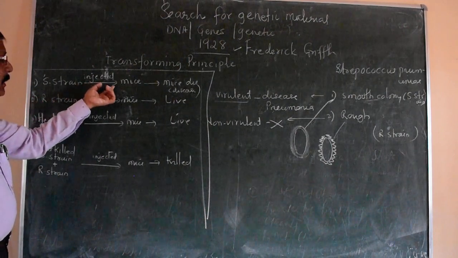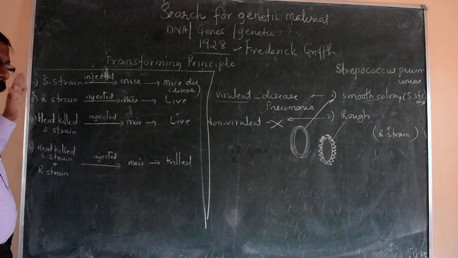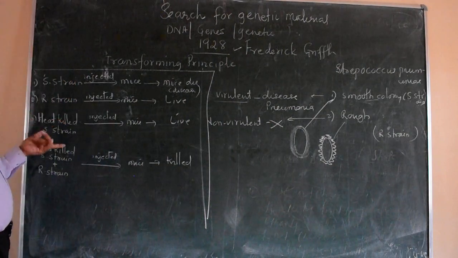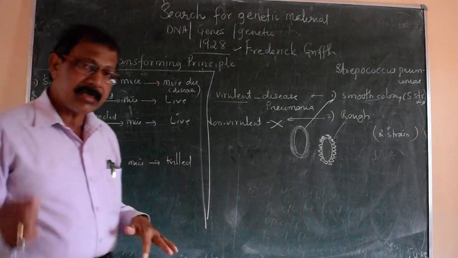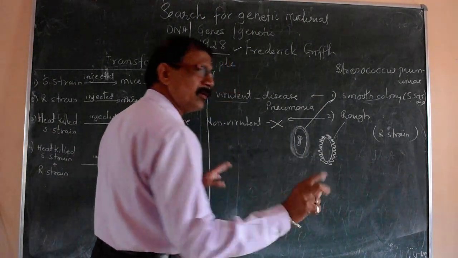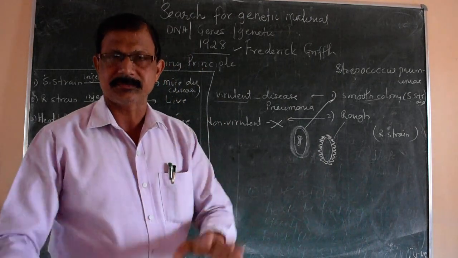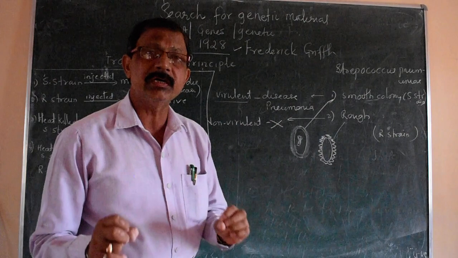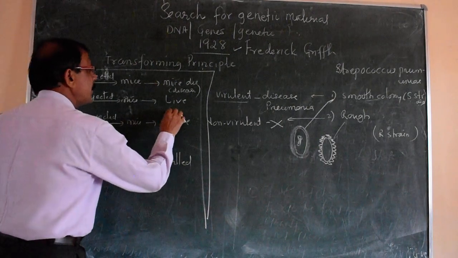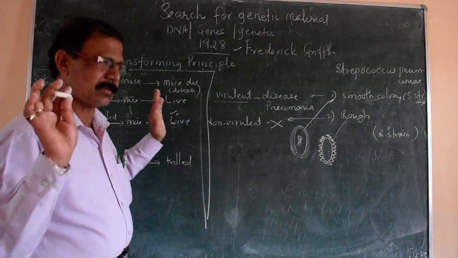See, S strain injected directly, the mice die because of the pneumonia. Then in the second instance, it is non-pathogenic, non-virulent, and there is no difference to the mice, and the mice still live. In the next case, heat killed S strain loses everything of the cell component and becomes almost dead, so it can't show its activity. When injected, the mice have no difference and live again.